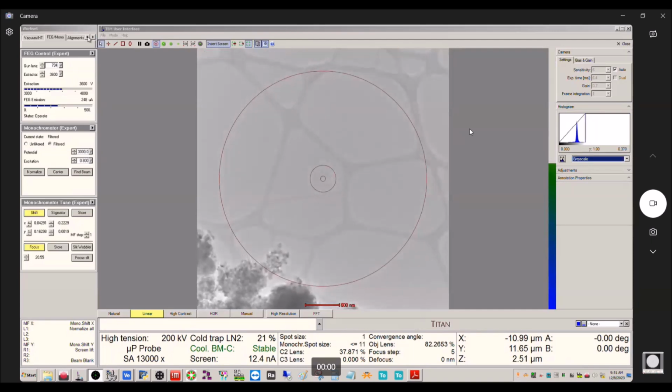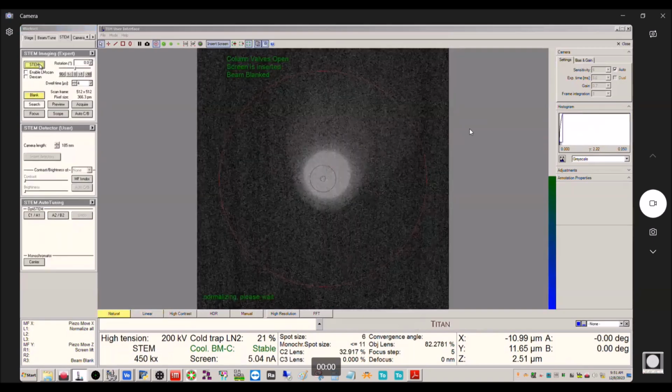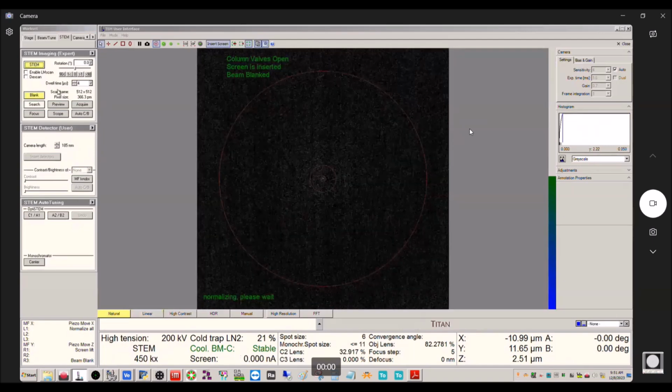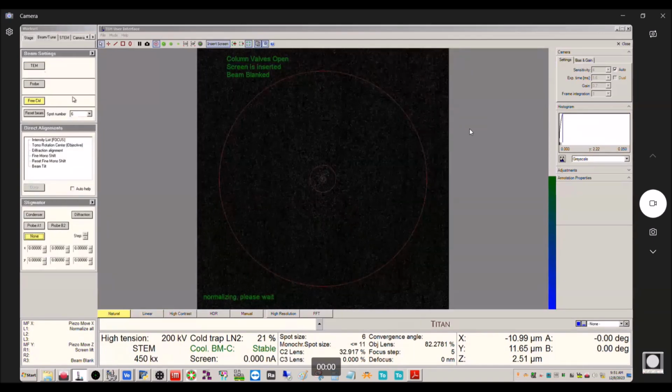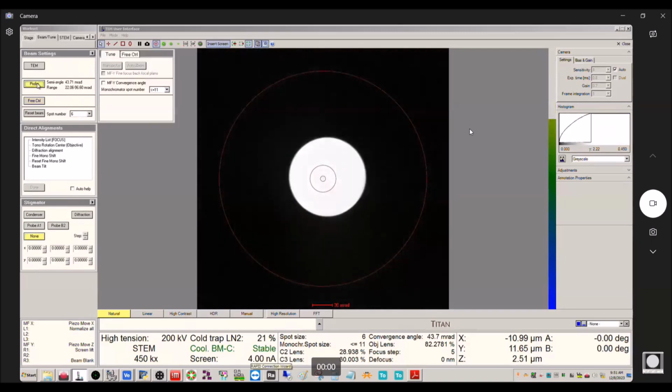And we will now go into STEM mode. Okay, so now we have to go back to beam tune, and because we had C3 off, we need to switch this to probe. And now, a couple things here.